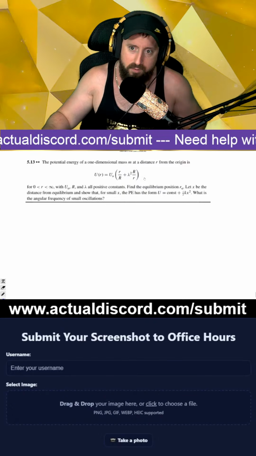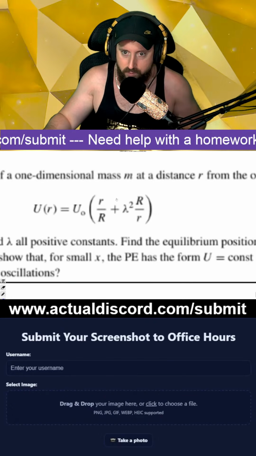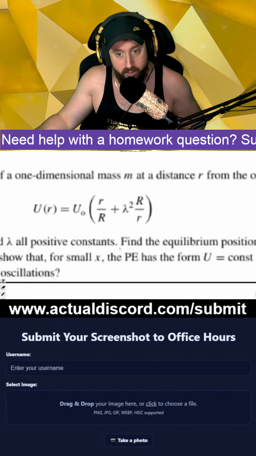R is the distance, correct. So it's interesting that R shows up in two different places. You have R here and you also have R down here. It's kind of annoying.